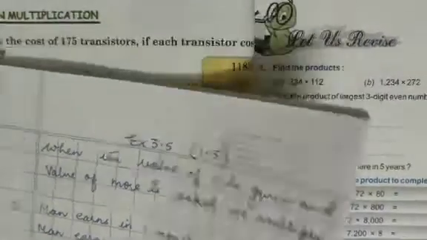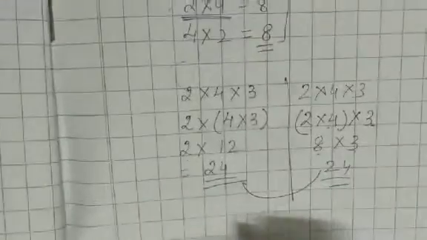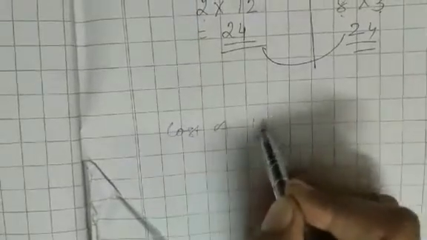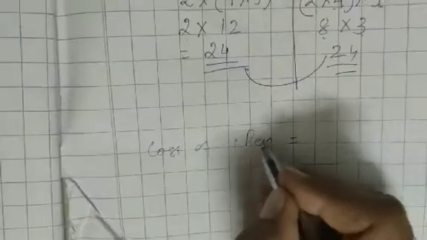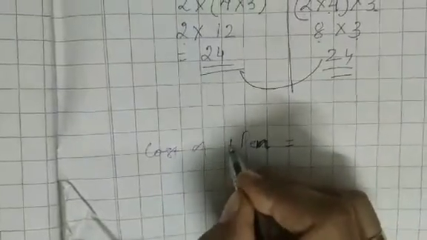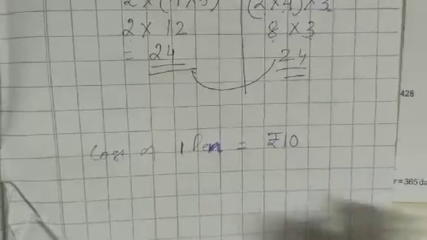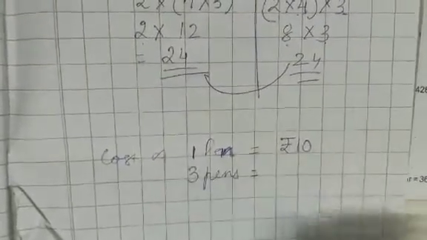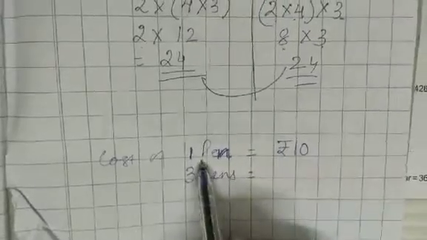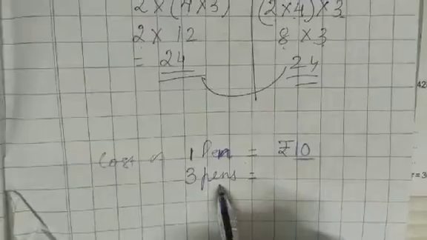What is the meaning of this statement? Suppose the question is given, the cost of 1 pen. Means you go to the market and you buy 1 pen, and the shopkeeper says that the cost of this pen is rupees 10. Now what will be the cost of 3 pens? Just tell me, what will be the cost of 3 pens? The cost of 1 pen is 10 rupees. So what will be the cost of 3 pens? The cost of 3 pens will be 30.